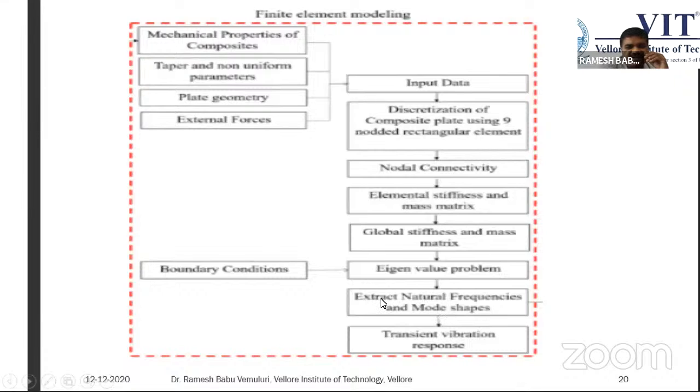Once we extract the natural frequencies and the mode shapes, then we can get the transient vibration responses of these structures. Already in the morning session we have seen this transient vibration, where the displacement is reduced with an increase of the magnetic field. In the same way, for composite elements or composite structures, you can observe their own responses. Mainly the transient vibration responses also we can get.